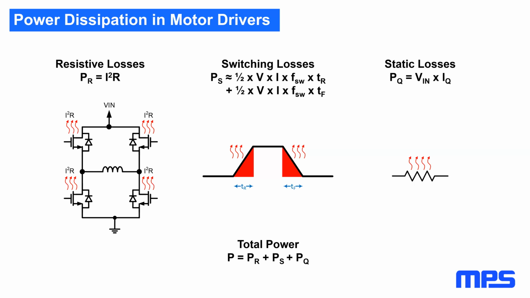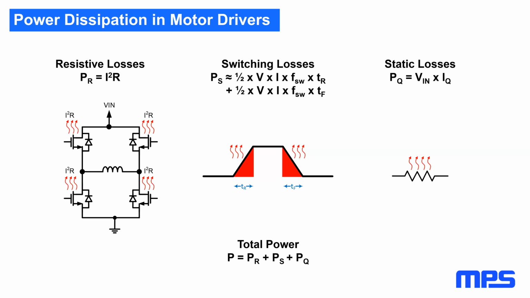There's also an additional amount of power that's dissipated during the time the FETs are being turned on and off. That's the switching loss. This power depends on how long the FETs are in transition between on and off, which is the rise and fall times. During this time, the FETs are operating in a linear region like a variable resistor. So the power can be approximated by 1/2 times the voltage times the current times the rise or fall time multiplied by the switching frequency.